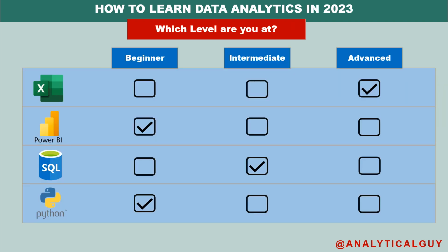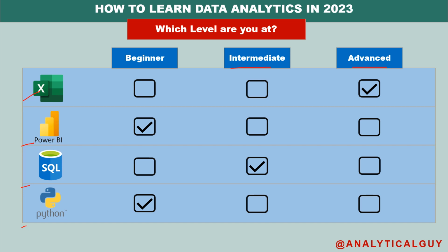All right, so which level are you at? This is a very important page. You need to understand your skill level. For example, we are talking about four tools. First is Excel, then second is Power BI, third is SQL, and then Python. You need to understand, are you a beginner in Excel? Are you intermediate or advanced, or finally, maybe you're an expert, right?